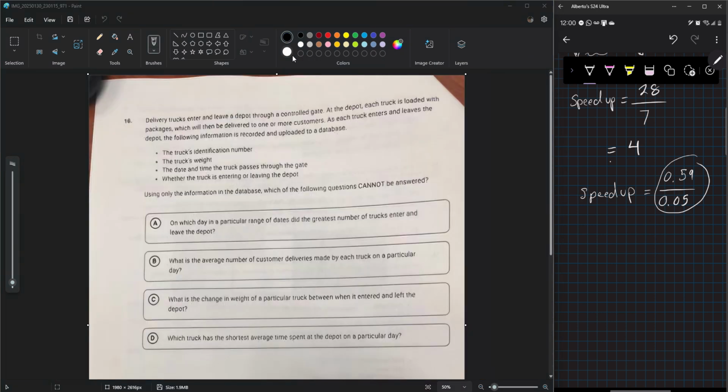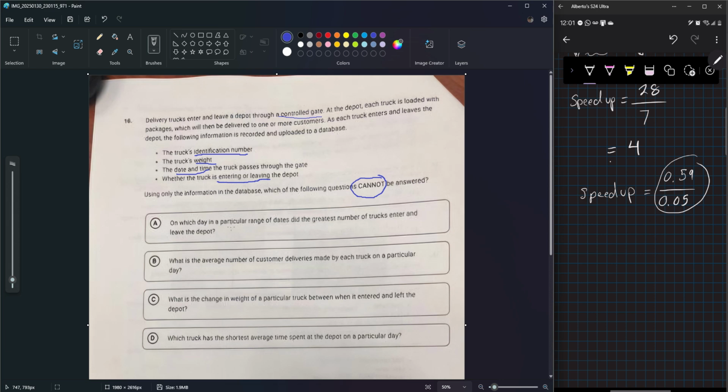Almost done. Okay, so we have delivery trucks enter and leave the depot through a controlled gate. At the depot, each truck is loaded with packages, which will then be delivered to customers. As each truck enters and leaves the depot, the following information is recorded and uploaded to the database. So you have an ID number, you have weight, you have date and time, and you have entering or leaving. Which of the following cannot be answered using only the information in the database? So we're looking for one that we cannot answer with this information.